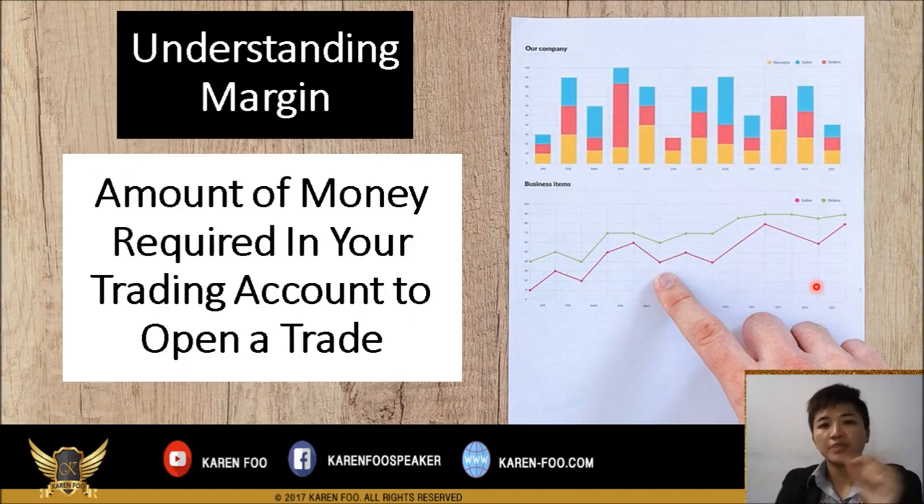Meaning that when you have too many open trades and all your margin is used up, then you can't open any trade. So that's why you need to have enough money so that your margin is enough for you to open trades.